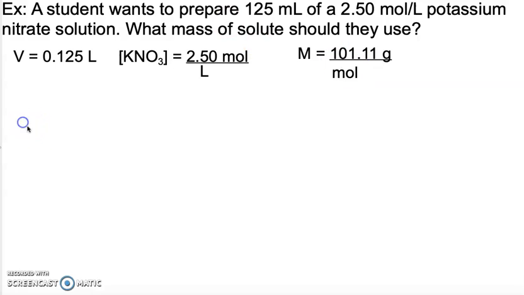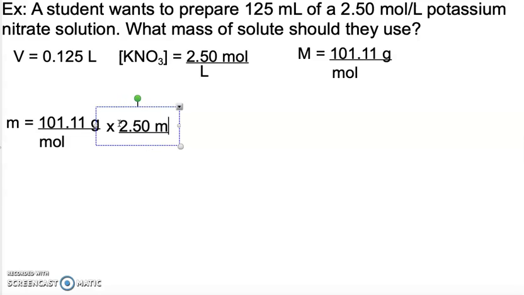Okay, so same deal as last time. We are looking for mass. We know that the unit we want is grams. We have a look here. There's no grams, no grams. We have grams, so we are going to start with that one. So we're going to do 101.11 grams, and that's going to go over our moles. Okay, we need to get rid of moles because we know mass is just grams. So to get rid of moles, we're going to use that concentration, 2.50 moles, and we're going to put that over a liter. Once we do that, moles goes away.